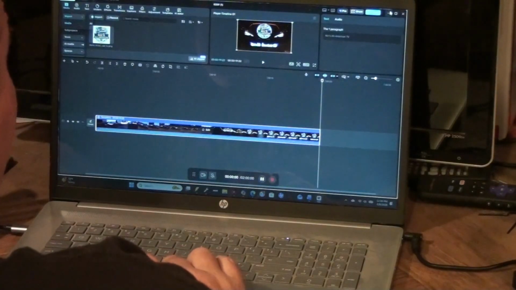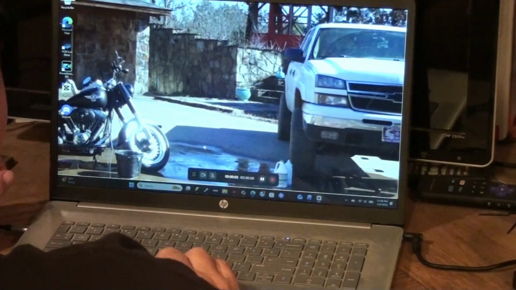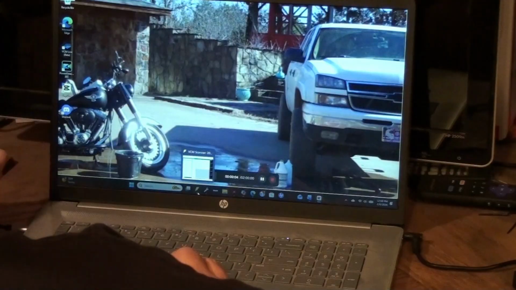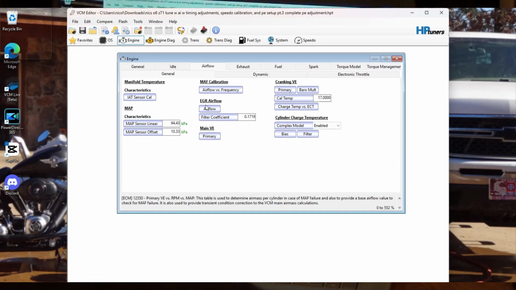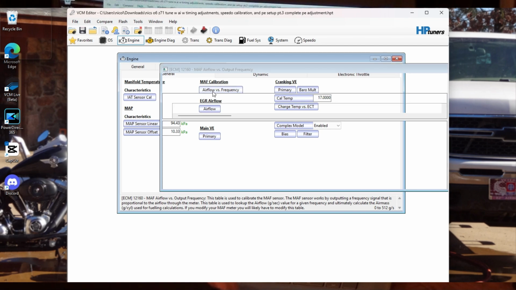Alright guys, so let's talk about MAF for a second. Now where can we find MAF? We can find MAF inside of our VCM editor. Okay, go into VCM editor. You go to engine, go to airflow, go to general, airflow versus frequency.